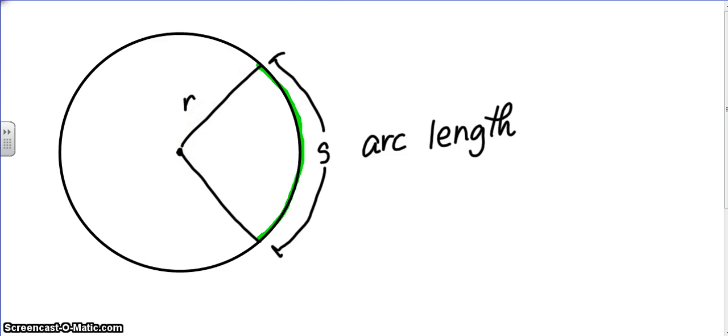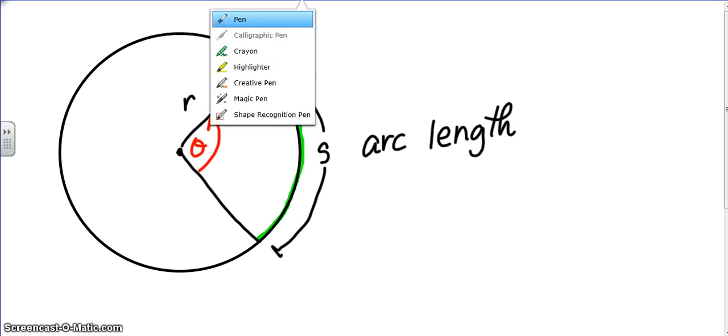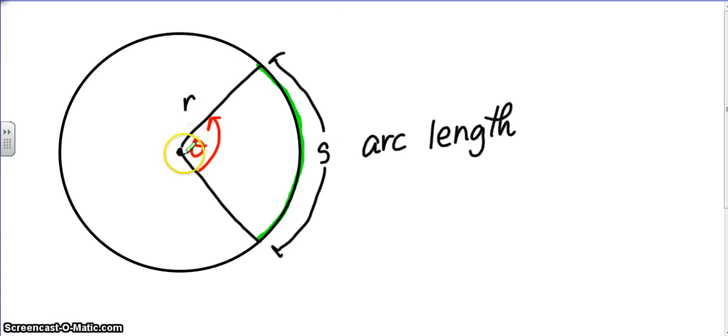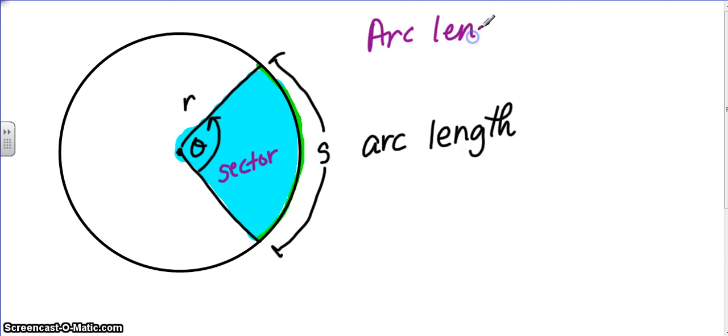Here's my angle theta. And this entire angle, or this entire region, is called a sector. Now, the arc length is represented by S, and the formula is S is equal to r theta.